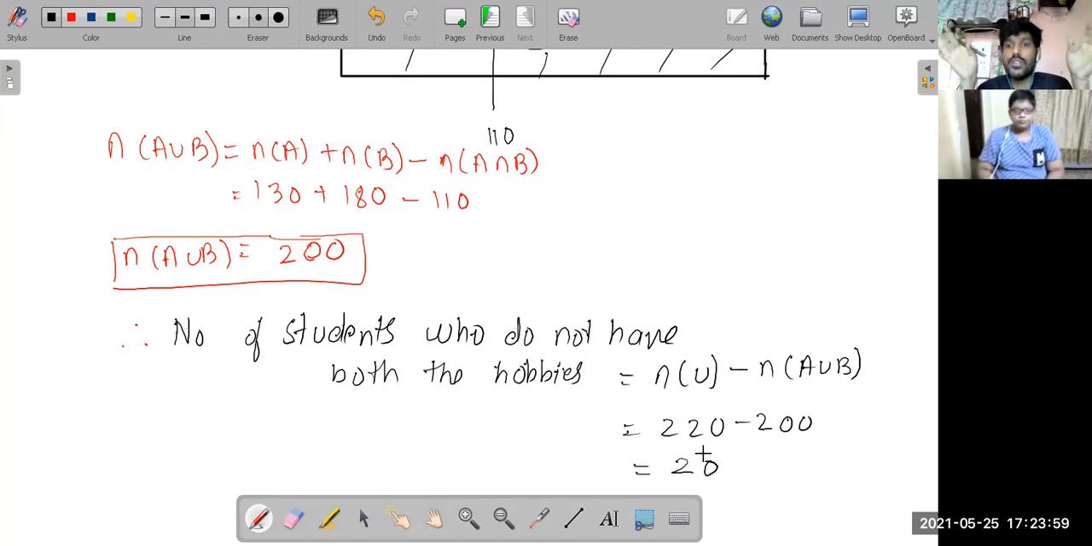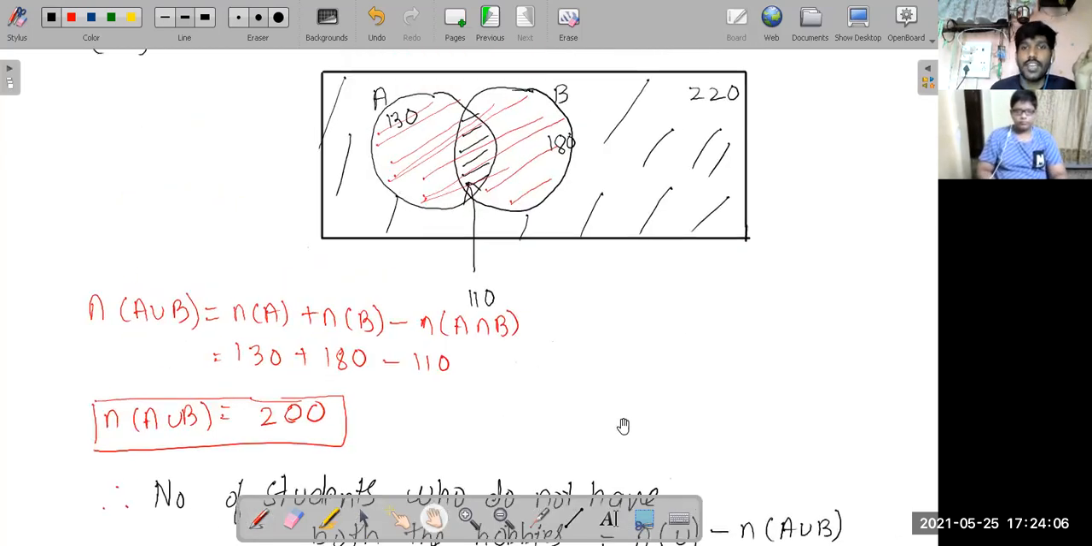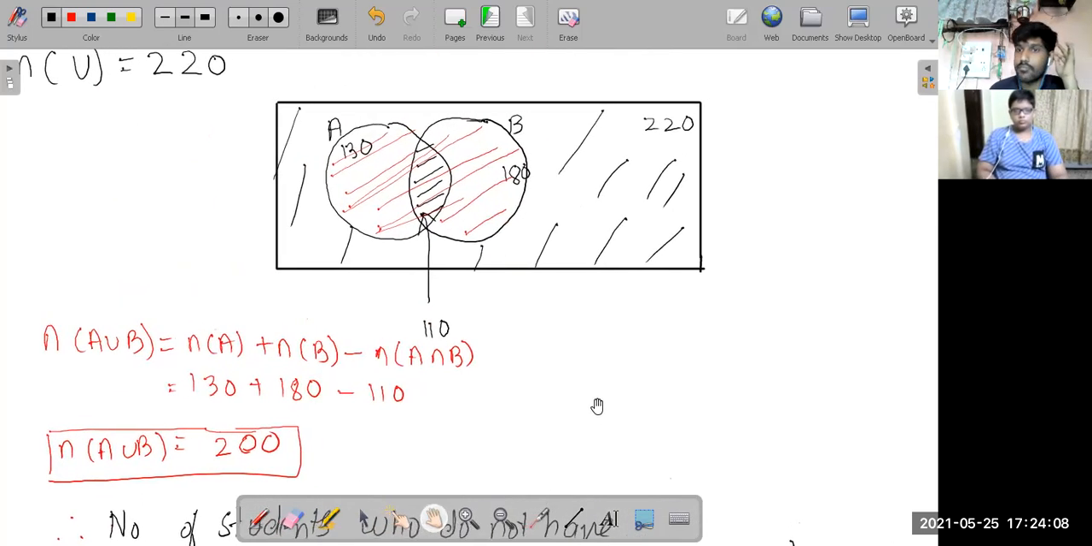There are 20 students who do not have both the hobbies. Clear? Okay. Now coming back to the second. What do we have to find out? The students who like only rock climbing.